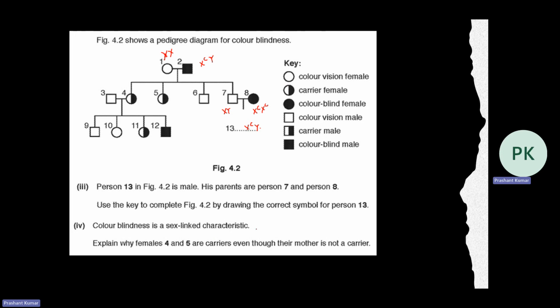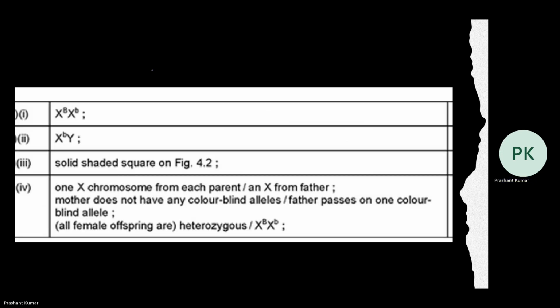Colorblindness is a sex-linked characteristic. Explain why females 4 and 5 are carriers. Of course, because the father has given the defective X chromosome here, and the mother has given the normal X chromosome. That is why 4 and 5, the daughters, are normal but carriers. So this is the answer.